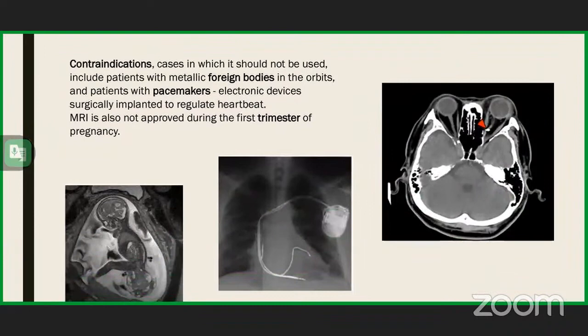Some contraindications, of course, are cases in which it should not be used. We all know about it. It includes patients with metallic foreign bodies, I mean in the orbits, and patients with pacemakers, electronic devices surgically implanted to regulate the heartbeat. And MRI is also not approved during the first trimester of pregnancy. We usually say that it's possible to make it, but it's better in the second and third trimester because it's not hurting the baby.